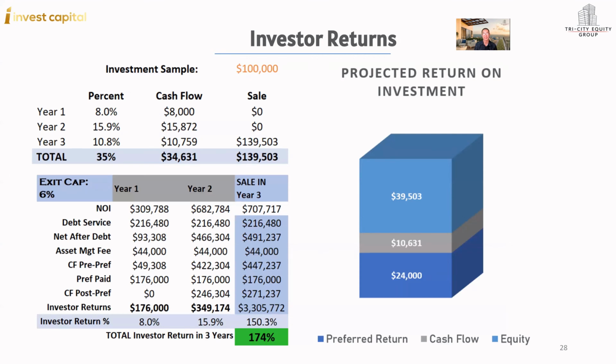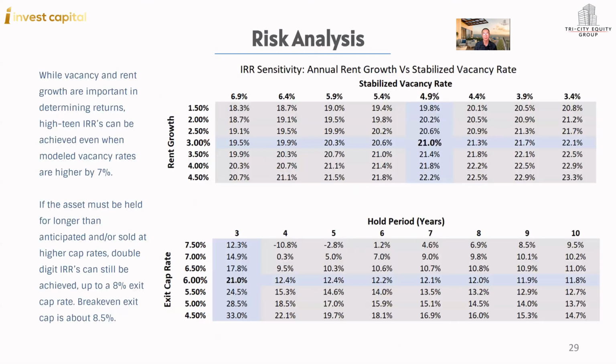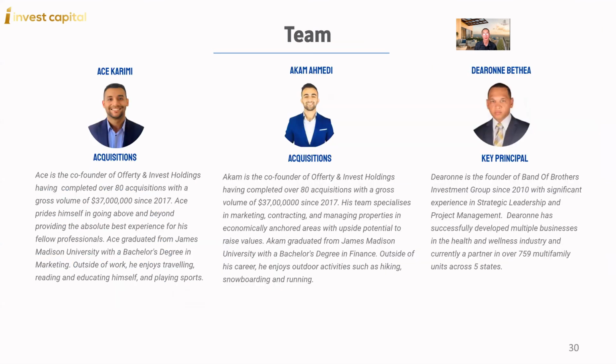And then the slide that everyone really cares about is the investor returns. So we like to show what the investor's return looks like over time, and how that's allocated between preferred return versus cash flow versus equity buildup. And sensitivity analysis. So we like to see how the IRR is affected by certain metrics like rent growth or exit cap rate, stabilized vacancy, and hold period.